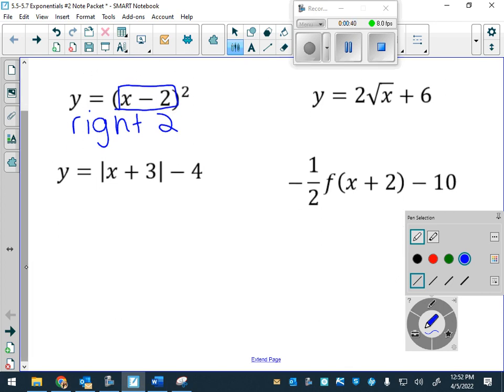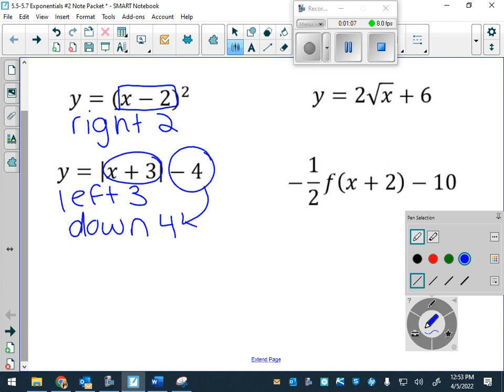What's the parent function? Absolute value of x, okay, our absolute value function. What transformations are happening? Excellent. Left 3, down 4. So remember, again, inside is your x value. It's the opposite of what you see, okay? Outside is the same sign, saying it's up or down, all right?